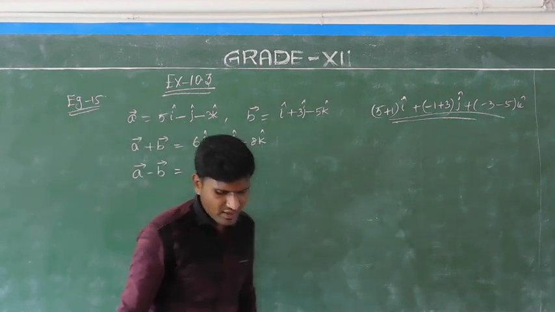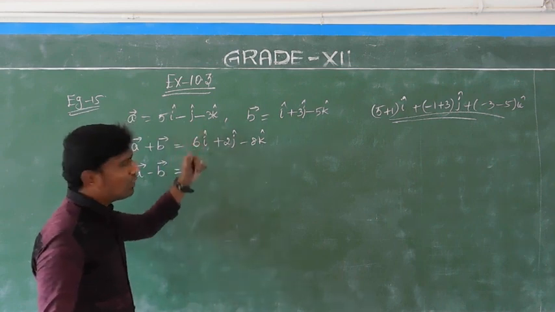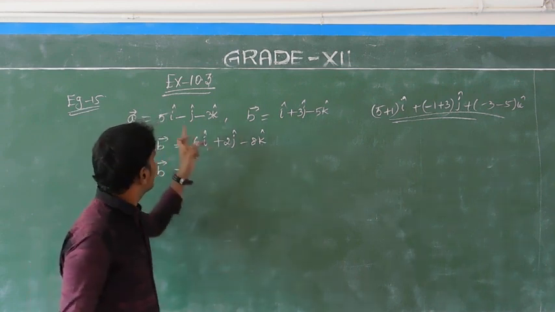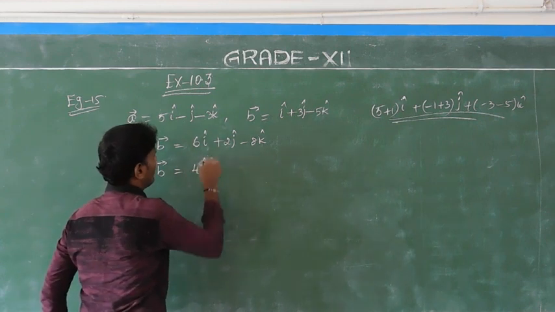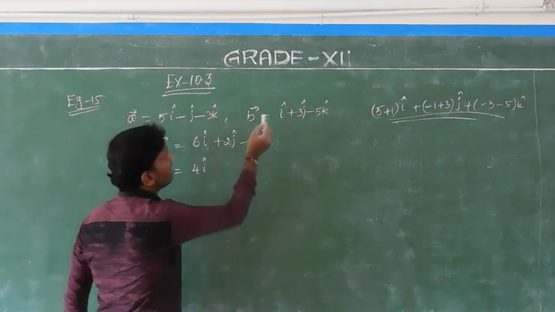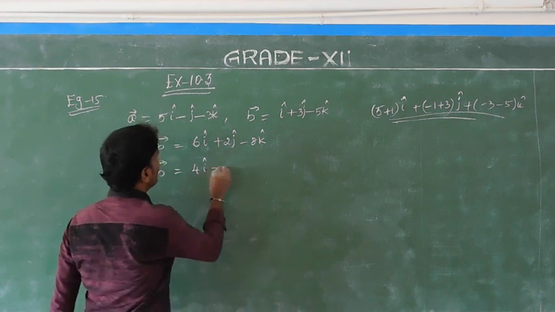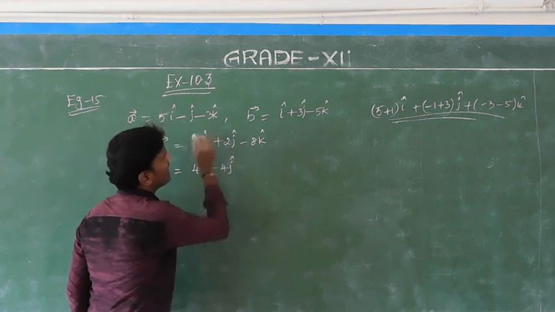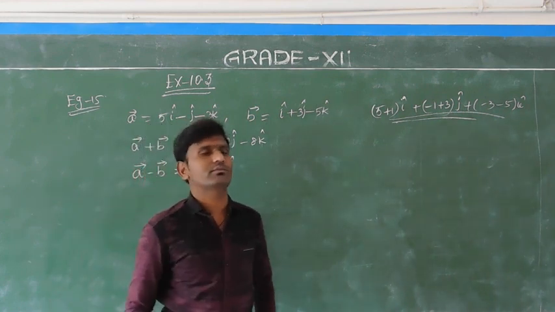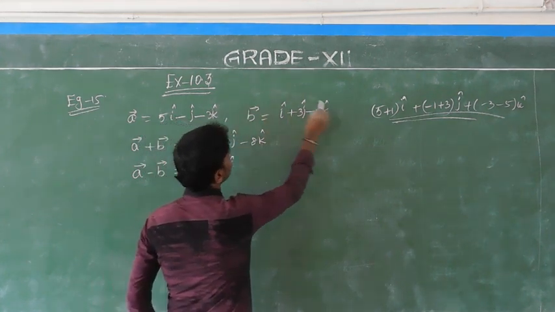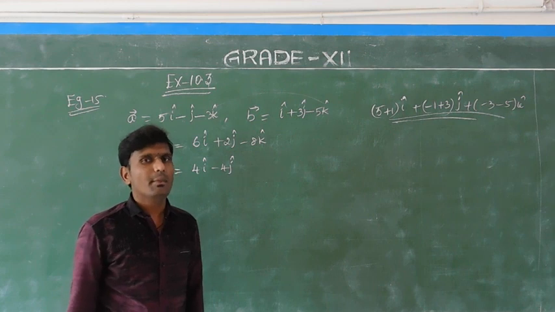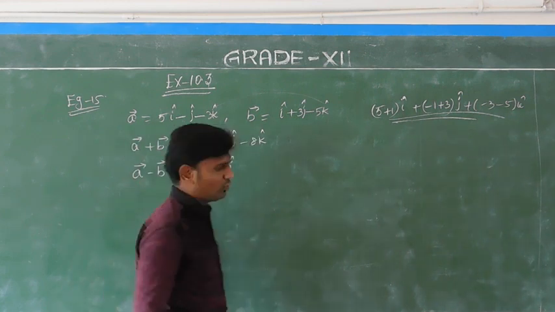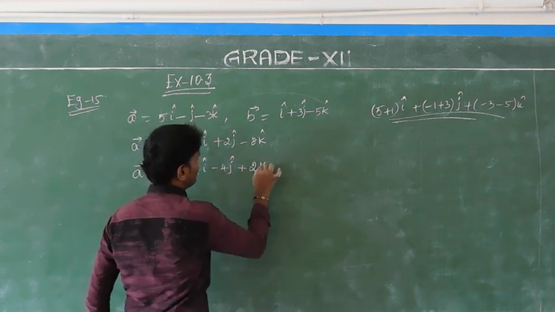So what is the A vector minus B vector? Minus 4j vector. Then finally minus 3 plus 5: minus into minus becomes plus, so minus 3 plus 5 is plus 2, that is plus 2k vector.